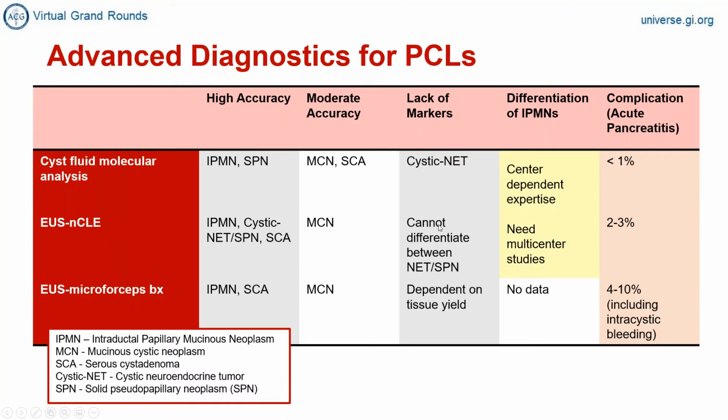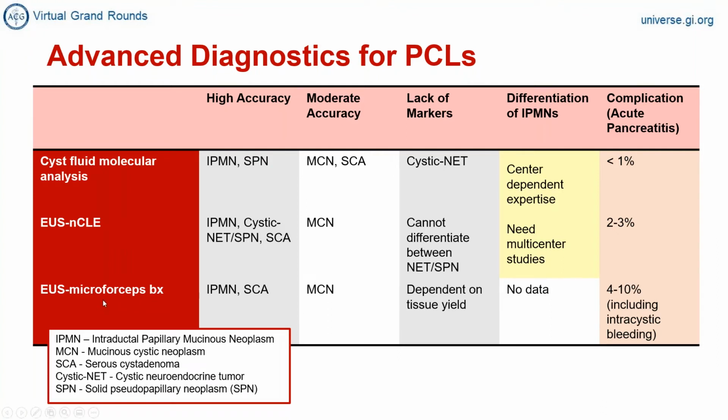The drawbacks are that we cannot really differentiate between cystic neuroendocrine tumor and solid pseudopapillary neoplasm, and we need FNA and immunostaining. But EUS endomicroscopy has a strong potential in differentiating risk of the level of dysplasia in IPMNs. And again, these are single-center data, and we need multi-center studies. Overall, there's a slightly increased risk of acute pancreatitis.